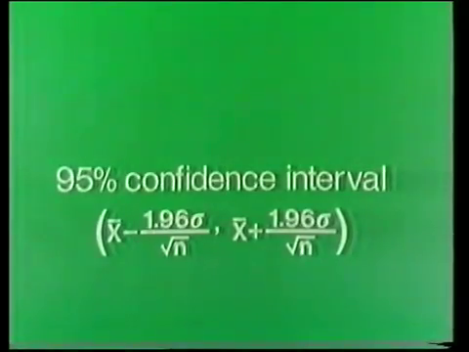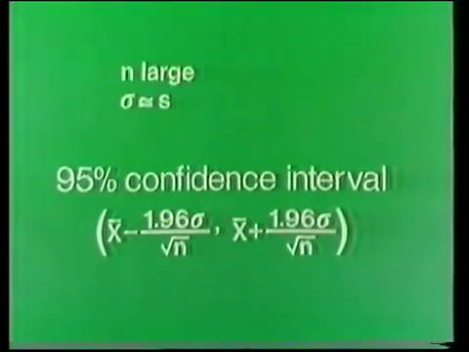But that's if we know sigma, the population standard deviation. In this case, we don't. But since n is large, sigma can't be very different from s, the sample standard deviation, which we can easily calculate. So we can make a further approximation, replacing sigma by s.